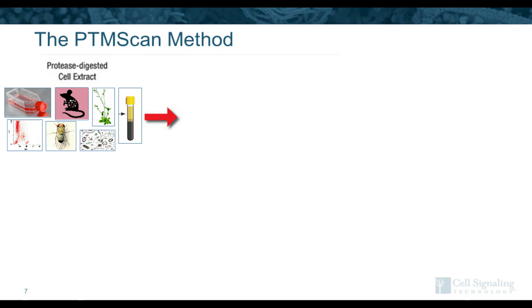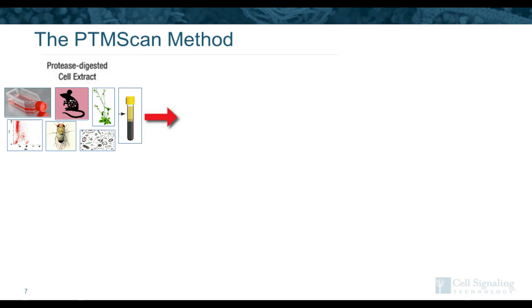And one of the first things we do is take that material and digest the peptides. So everything we're doing is at peptide level, not at the level of proteins or protein complexes. So we take those peptides, we enrich with one or more of our specialized PTM motif antibodies.